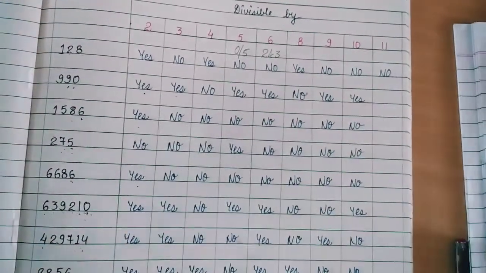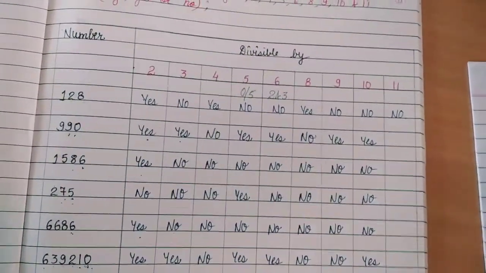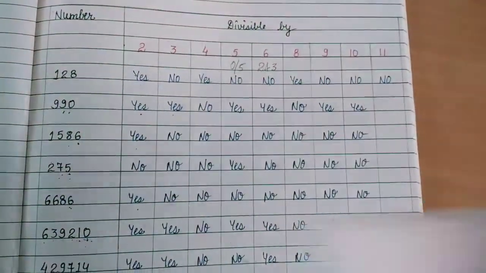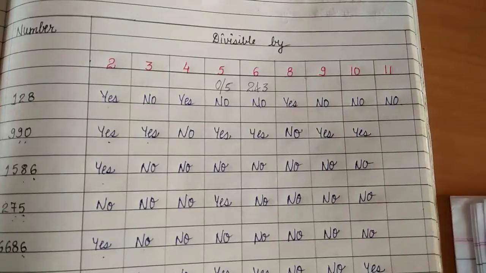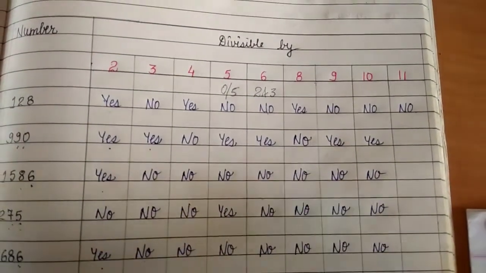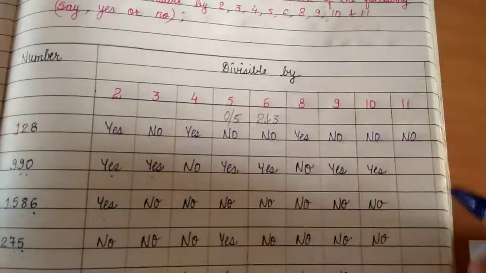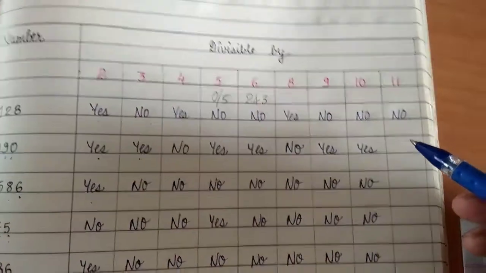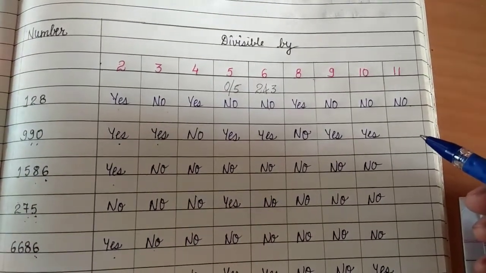Then the last divisibility that we have to check is the divisibility of 11. Here we have to find the difference between the sum of the even places and the odd places. And if the difference is either 0 or a multiple of 11, then our number is divisible by 11.